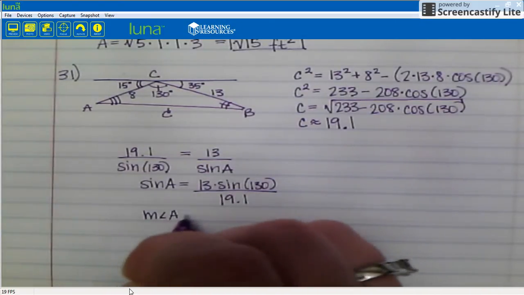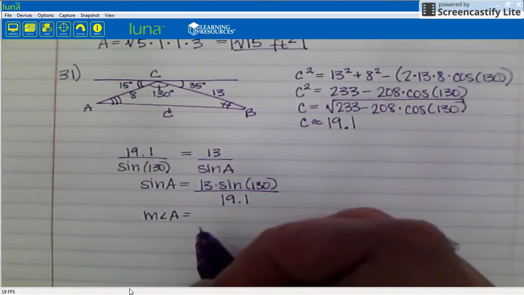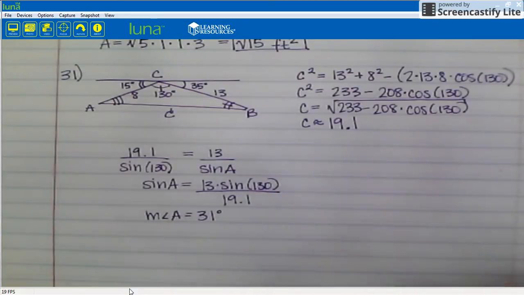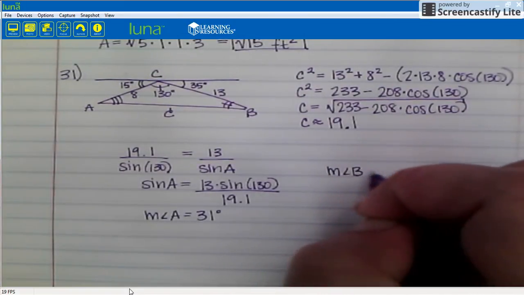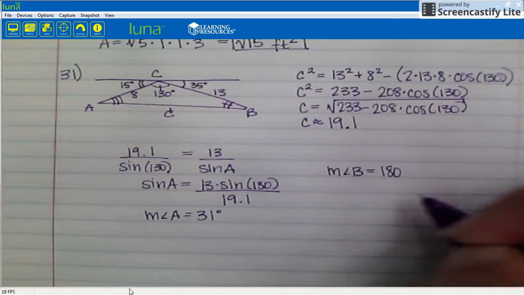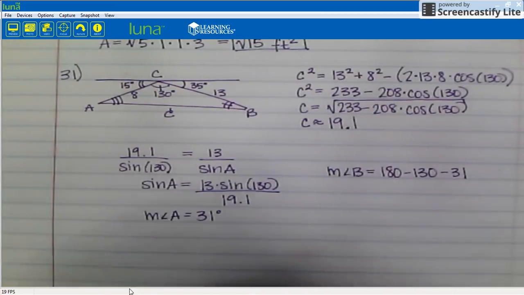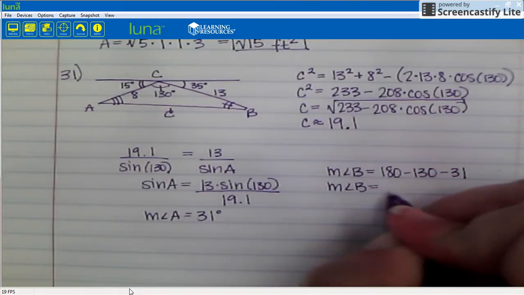And I take the inverse sine of all of that, and it's going to give me the measure of angle A to be approximately 31 degrees because my instructions say to round off to the nearest degree. And so to find the measure of angle B, I'm going to subtract from 180 the measure of angle C and the measure of angle A. So this gives me 50 minus 31 is going to give me 19 degrees.